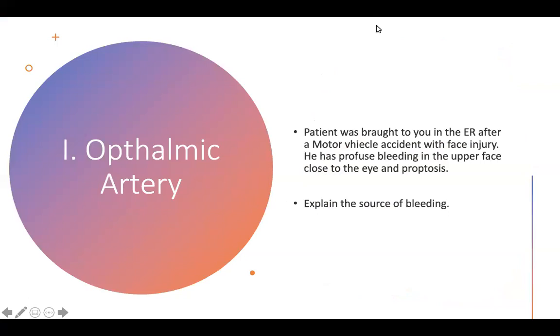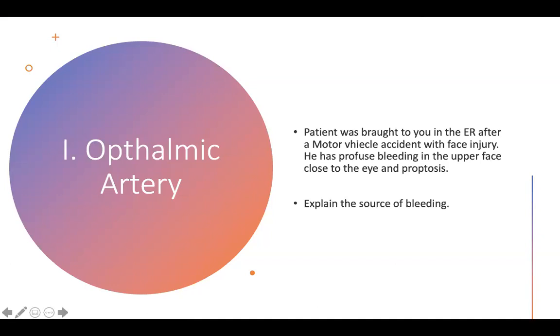Now, let me give you a scenario. You have a patient. Basically, he was brought to you. You are an ER physician. He was brought to you in the ER after a motor vehicle accident, okay? And he has a face injury. Now, when you examine the patient, you notice that he has profuse bleeding from the area surrounding his eye and upper face. And you notice that he has proptosis of the right eye, same area where the bleeding is. Can you explain to me why this bleeding is so profuse? Can you tell me the source of bleeding?